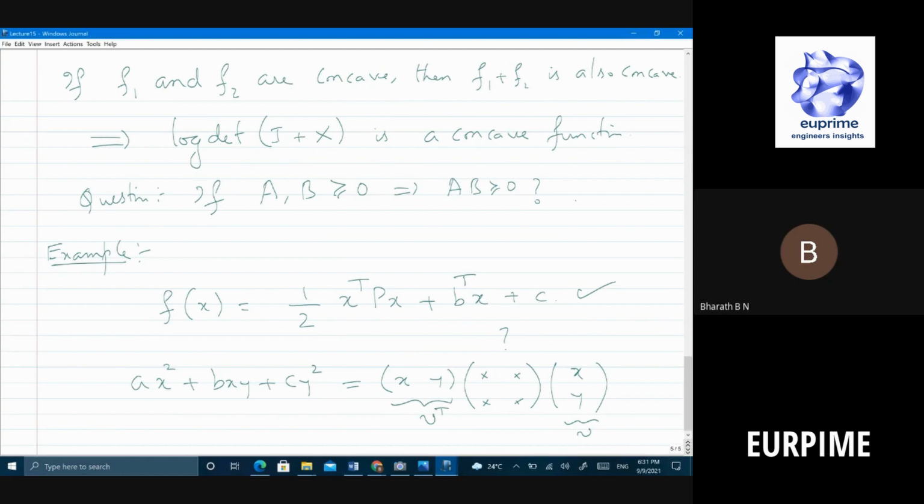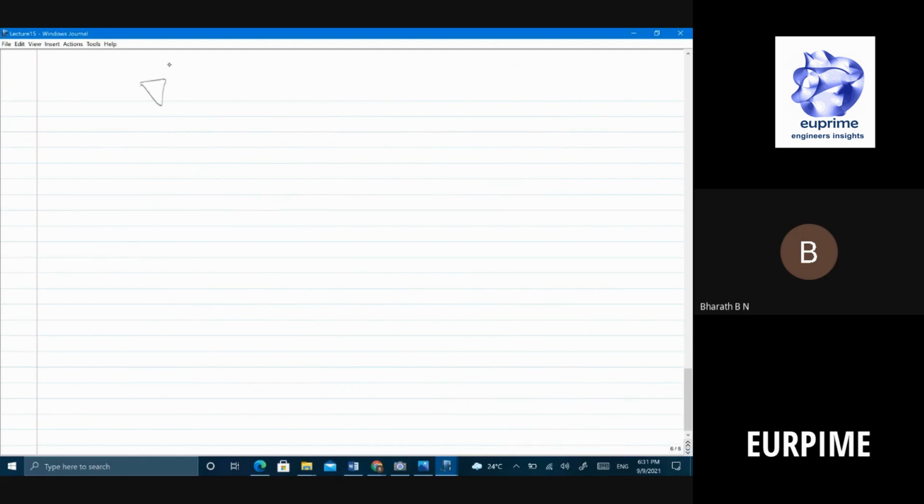In one dimension, it will be Px squared, right? What is the second derivative of Px squared? What is Ax squared's second derivative? 2a, right? So you have x transpose, it's like x times p times x. What will be the second derivative? It's 2 times p. So the Hessian of this will be 2 times p. Of course, we have a half there, so the 2 cancels, and we have p.